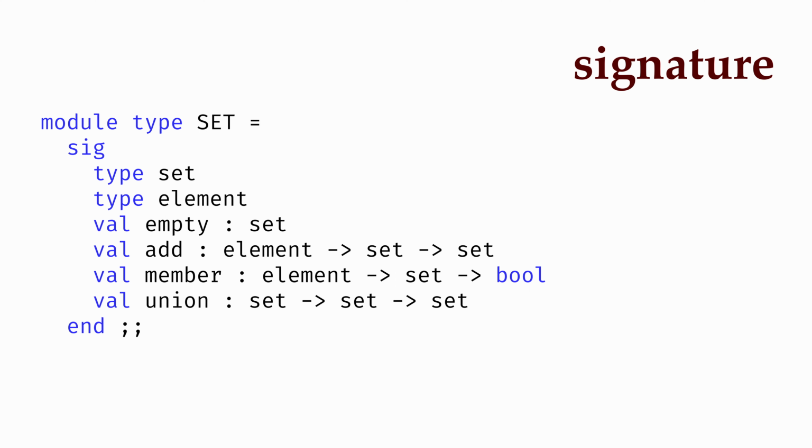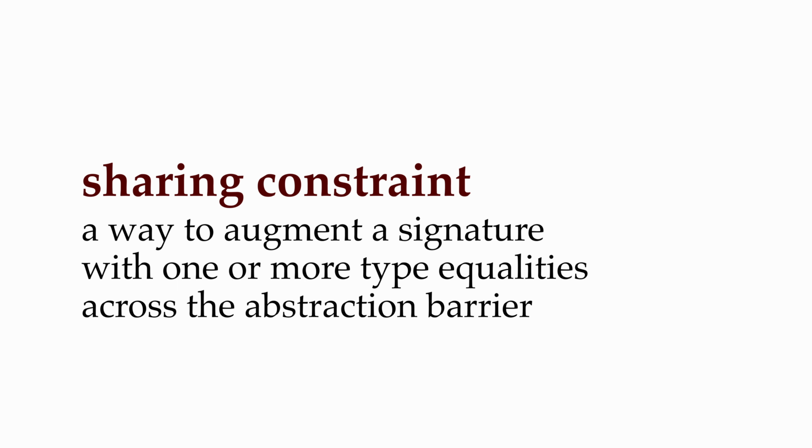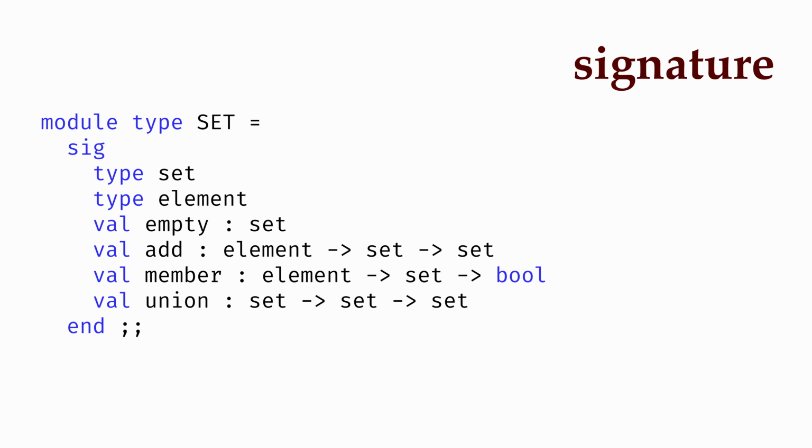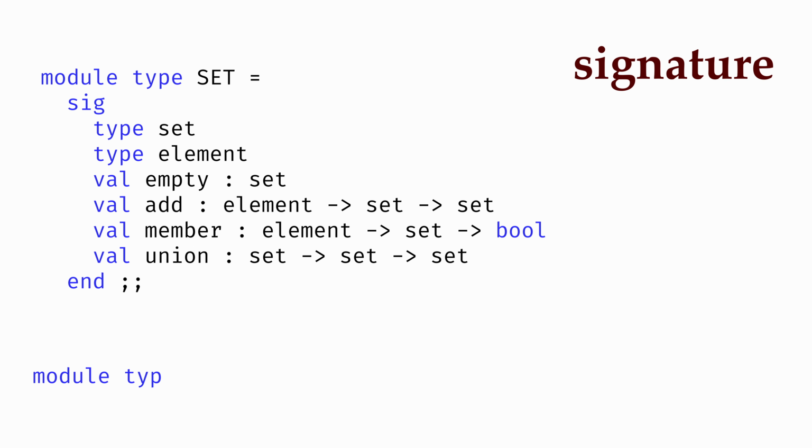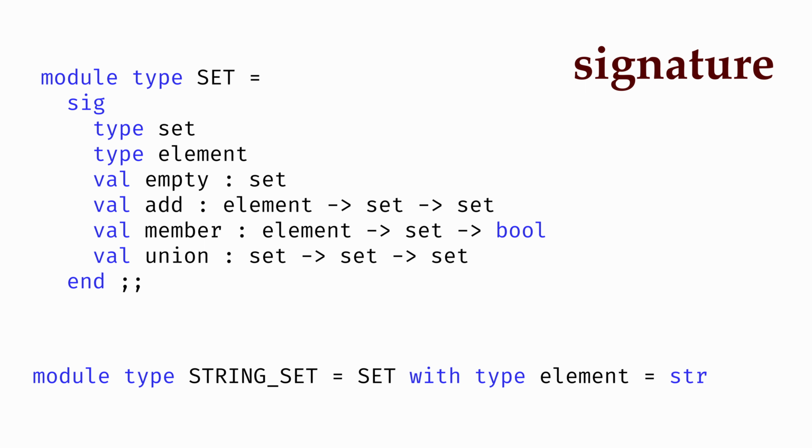So what do we do? The solution is what's known as a sharing constraint. When a module signature is too abstract, when it hides some information we need to know, we can add a sharing constraint to specify how an abstract type is implemented. In this case, the set signature doesn't share the necessary information that the type element should be a string. So we'll define a signature string set to be equal to set with the sharing constraint that type element equals string. We're augmenting the set signature with some additional piece of information, that elements are strings.